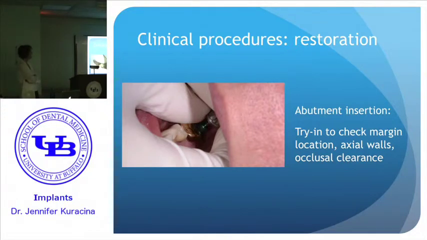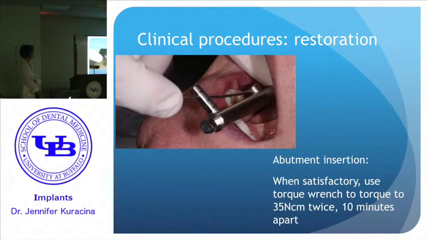So I spend some time showing them how to best position the patients so that they can have control over the situation, and telling them to use throat screens and things like that is a good idea. But trying in your abutment, review with them how to use the torque wrench properly. They are taught to torque it twice, 10 minutes apart, because of the preload concept.